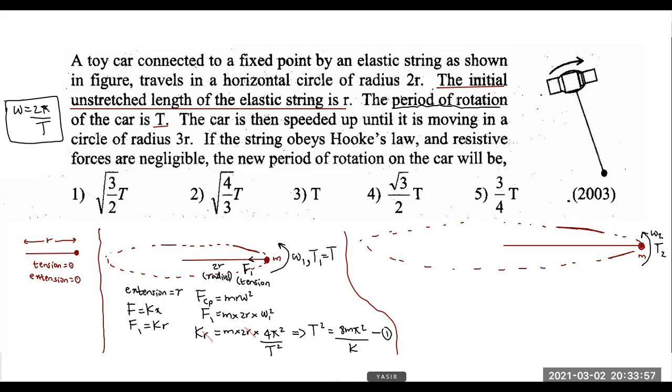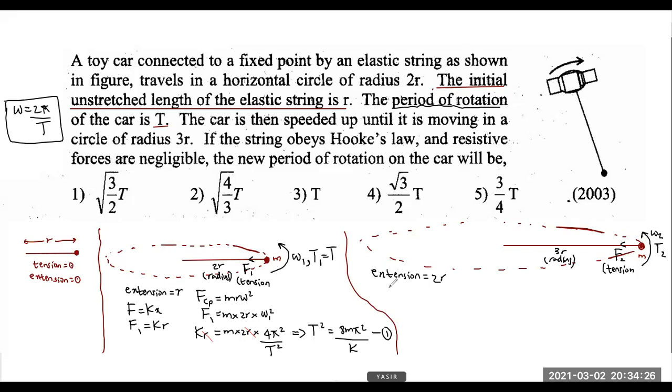And the radius now, this 3r is the radius, and the new tension acting on this, I'll take it as F2, the new tension. So let's repeat the same steps very quickly. What is the extension now on the string? Its initial length is r, and it has become 3r. That means a total of 2r has increased.